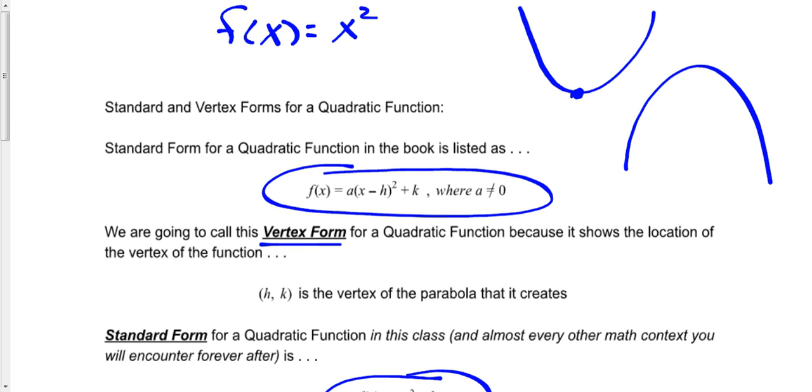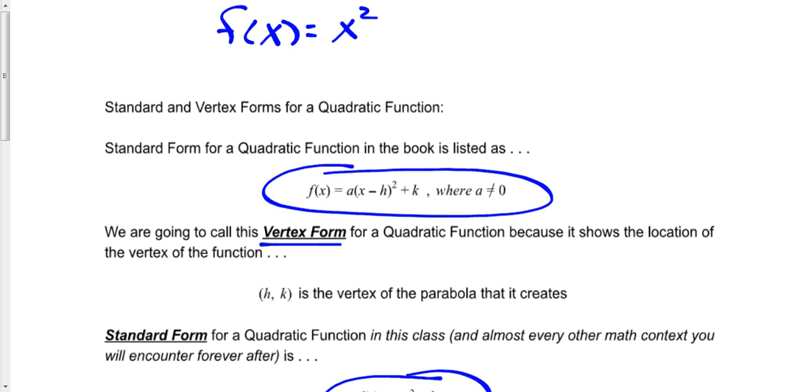Is that the lowest point? Right? Yeah. And we'll have a more specific definition in calculus for what a vertex is. But right now, we're either going to call it the maximum or minimum of this parabola. Okay? So, where is the vertex on this parabola again? At 0, 0, right? 0, 0.